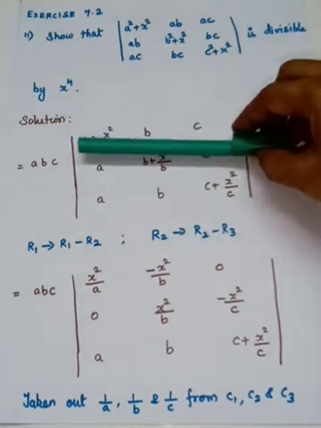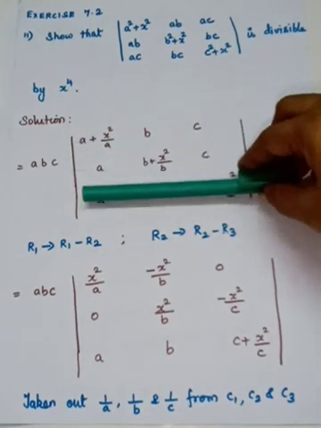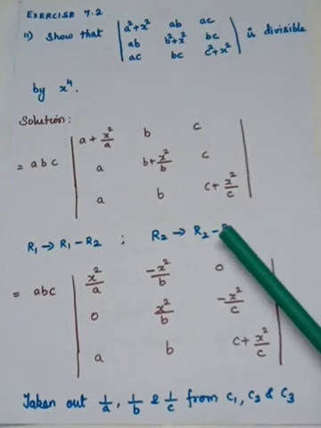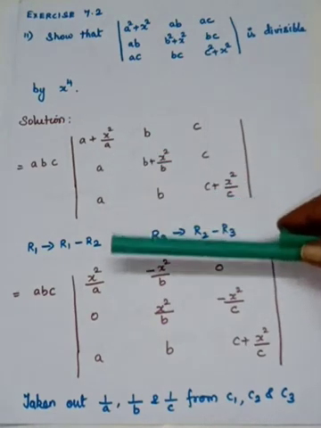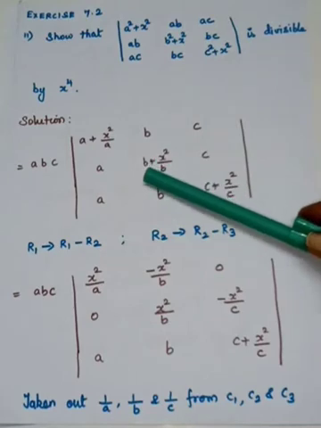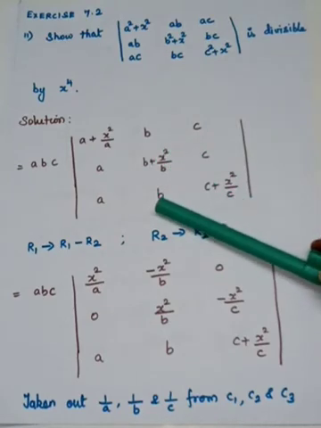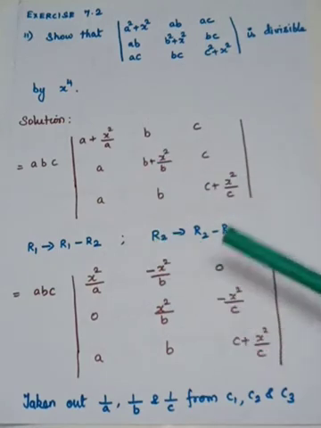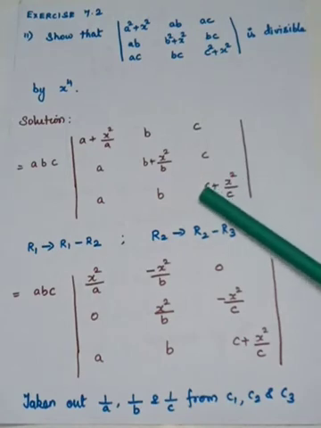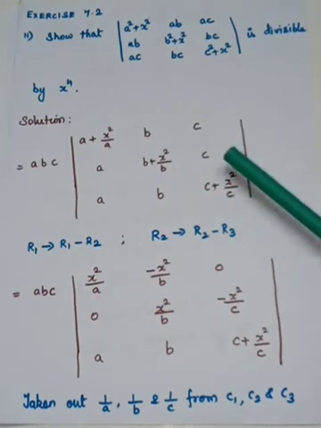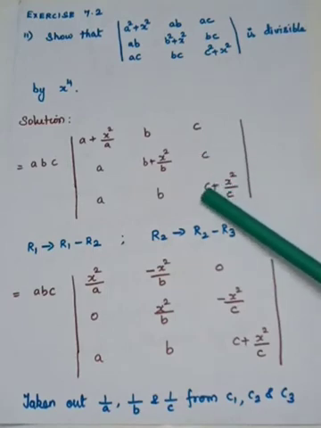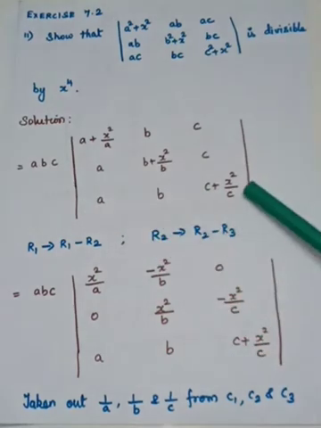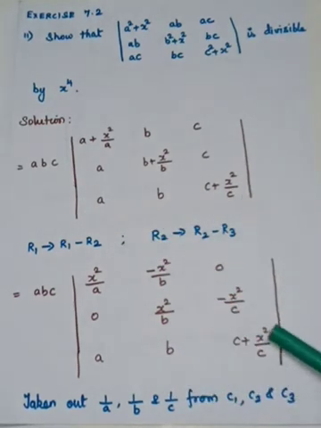In the same way, the entries of R2 minus the corresponding entries of R3 have to be written in R2. R2 implies R2 minus R3. So that is a minus a, here you will have 0. b plus x² by b minus b: plus b and minus b getting cancelled, the answer is x² by b in R2. Then c minus c minus x² by c: plus c and minus c getting cancelled, here you will have minus x² by c in R2. R3, I didn't change it. So a, b, c plus x² by c.